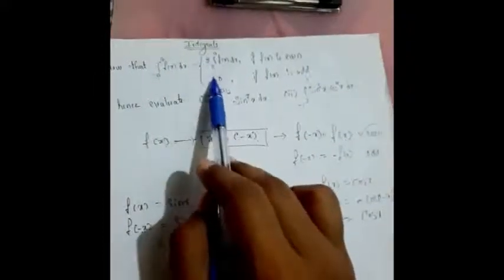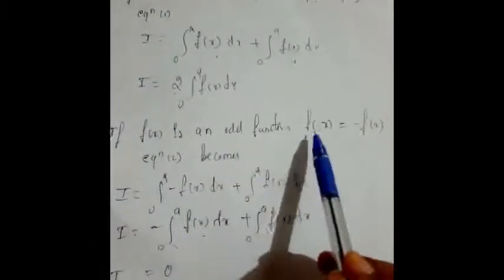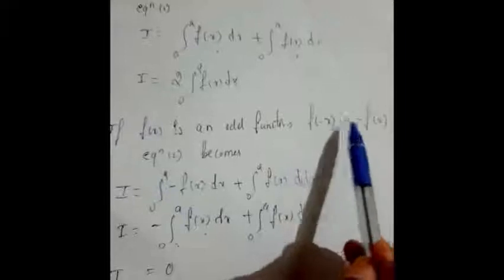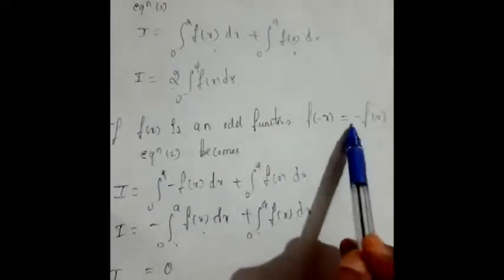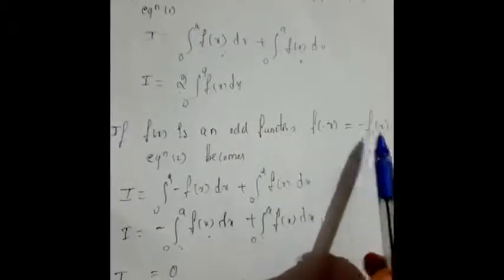If your function is even function, your output is what? 2 times of integration 0 to a f of x dx. Yes, and now suppose your given function is odd function. According to your definition of even odd function, what happens? If you replace x by minus x, you will get original function with the sign changed. It means f of minus x is equal to minus f of x.